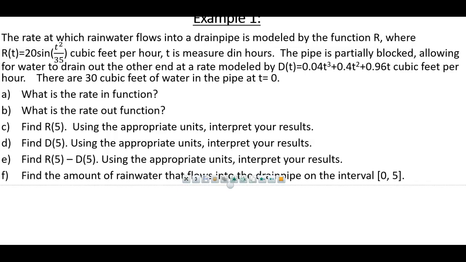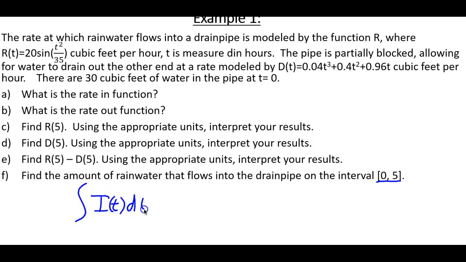Next question is asking me to find the amount of rainwater that flows into the drain pipe. So this is asking me to find the amount that goes in. On our little chart, we talked about how you can find the total amount that goes in over a certain time period. The way you do that is you take the rate at which the water is going into the pipe and you integrate it on the interval that they want. So once again, I'm just going to use my calculator to answer this, but I want to do the integral of my input.